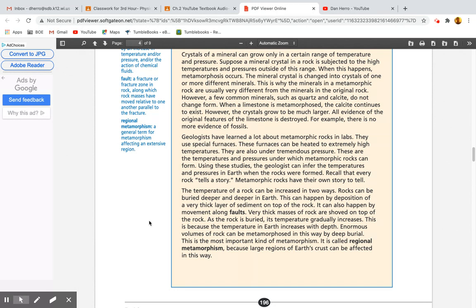As the rock is buried, its temperature gradually increases. This is because the temperature in Earth increases with depth. Enormous volumes of rock can be metamorphosed in this way by deep burial. This is the most important kind of metamorphism. It is called regional metamorphism because large regions of Earth's crust can be affected in this way.